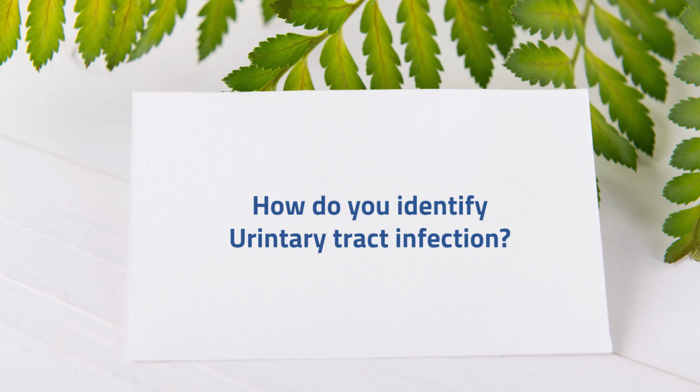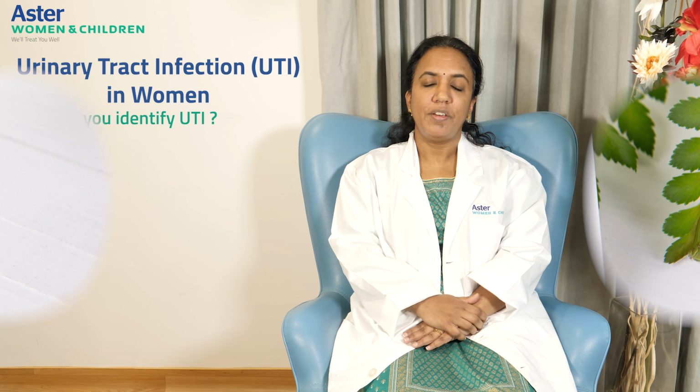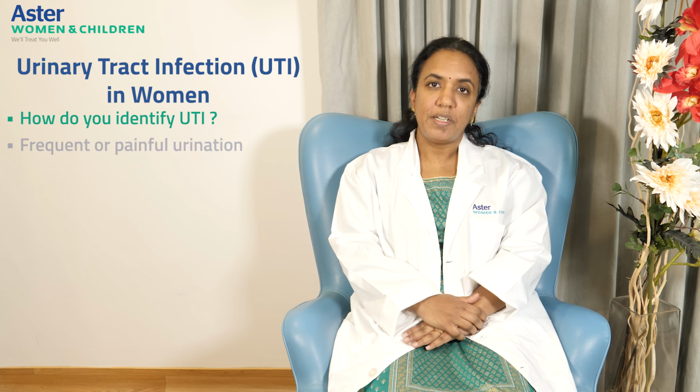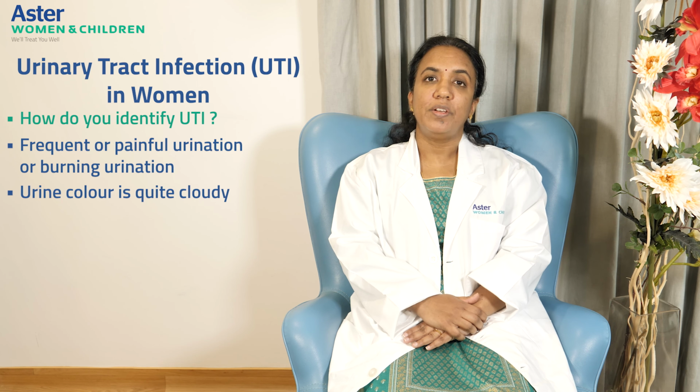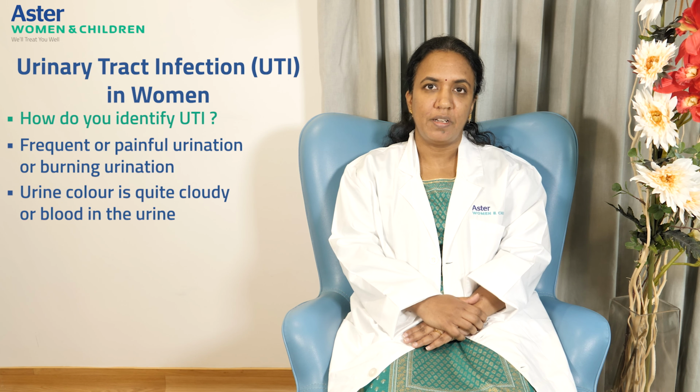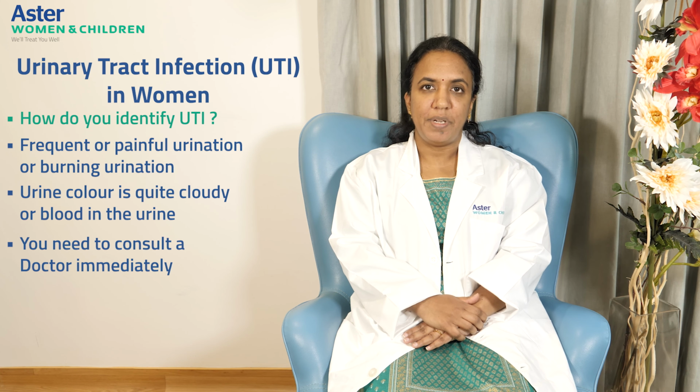So, how do you identify urinary tract infections? If you start having frequent urination, like every 5 to 10 minutes you're needing to go to the washroom, or painful urination, so pain could be at the beginning of the urine passage, or at the end, or during, or if it is a burning urination, or if you notice that the urine color is quite cloudy, or you see blood in the urine, it could be a urinary tract infection. You need to consult the doctor immediately.